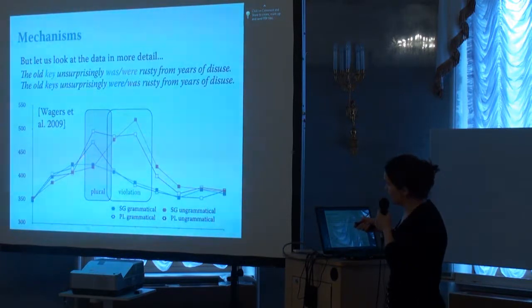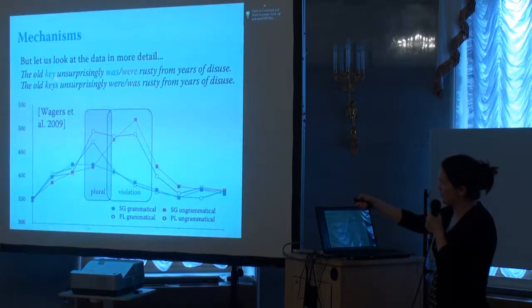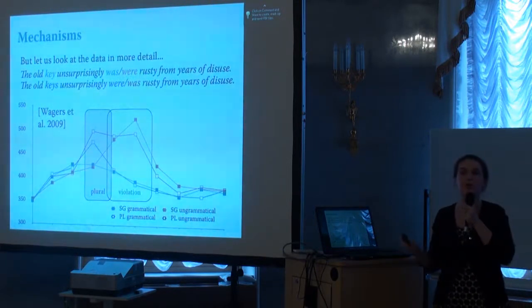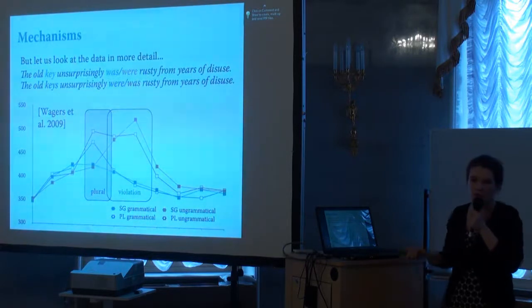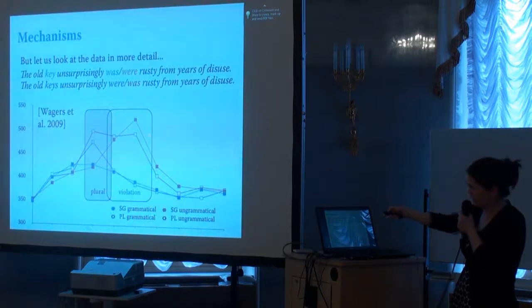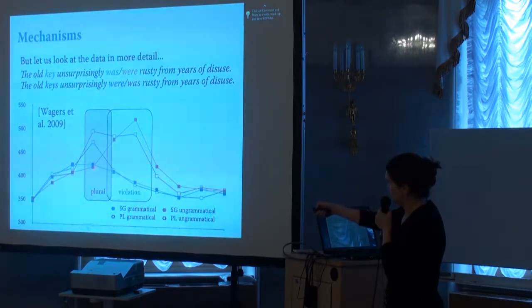So what they show in a reading time experiment is that plural here has an additional cost that is absolutely independent from the cost incurred by processing a violation. So these two sentences are the sentences without any mistake in singular.